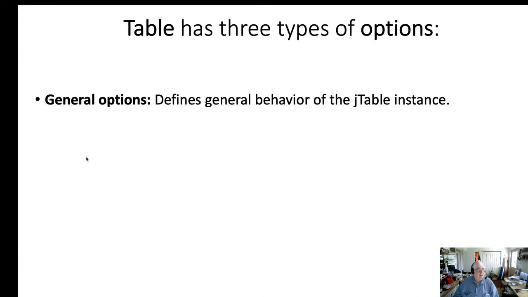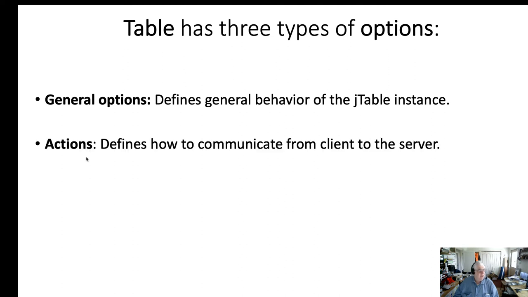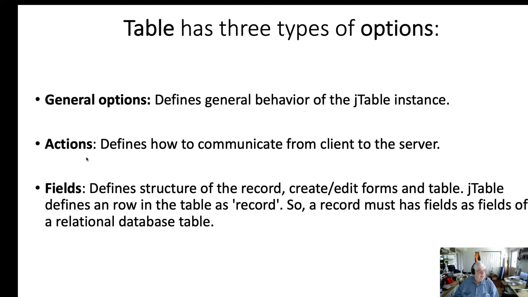JTable has types of options. General options define the general behavior of the JTable instance. The actions define how to communicate between the client and the server for the different actions. And the fields define the structure of the record to create, edit forms and tables.